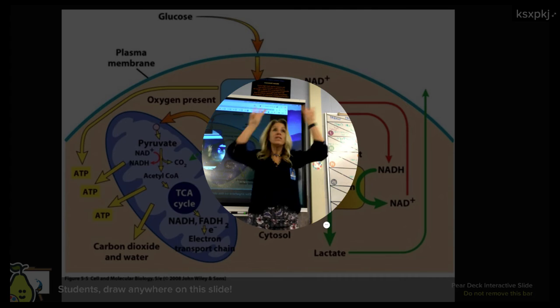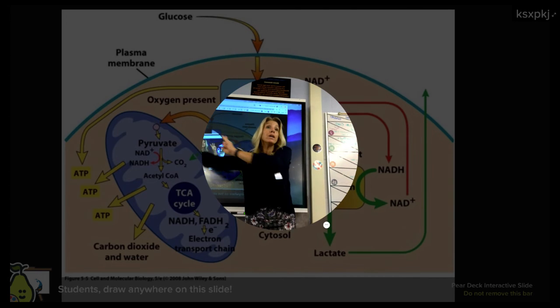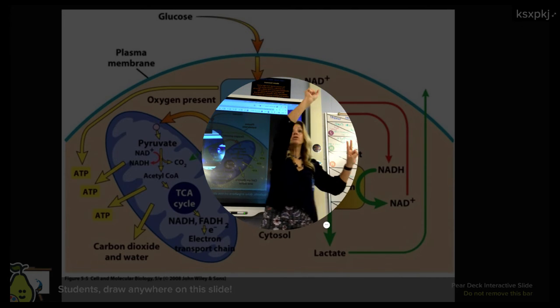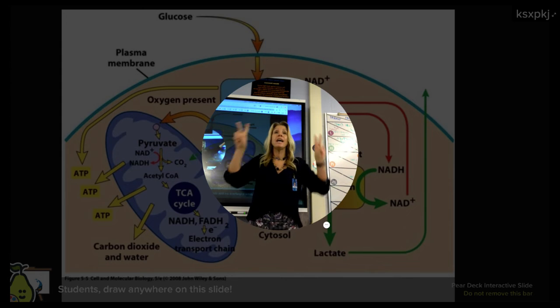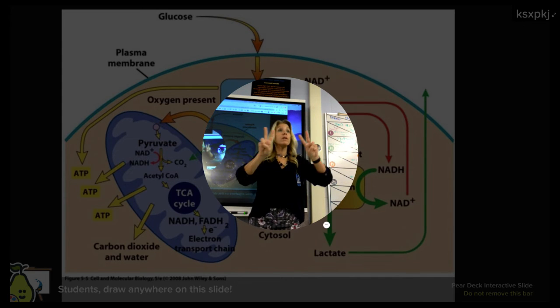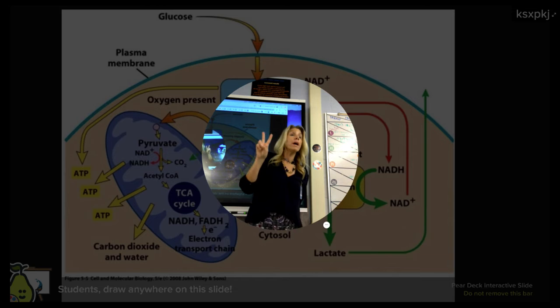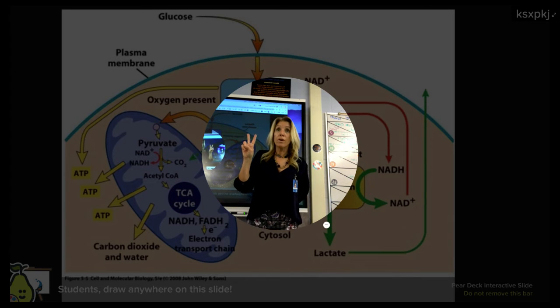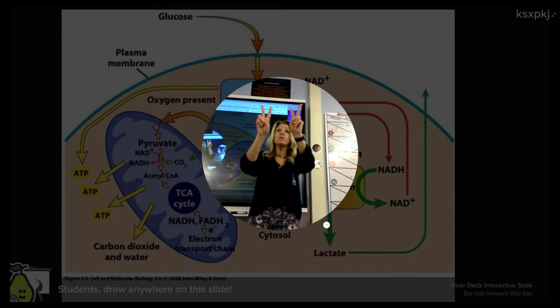What's the next step called? Transition prep. Here we go. And you reduce some NAD and make 2 acetyl-CoA, put 1 away. What's the next step called? Krebs cycle. What's another name for it? How many times are we going to do it? Why? Because we have 2 acetyl-CoAs.